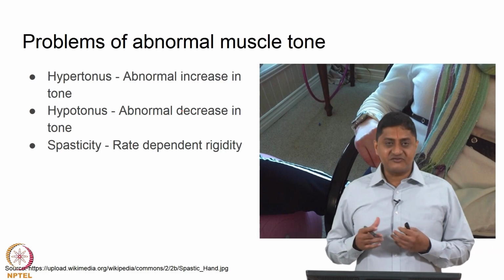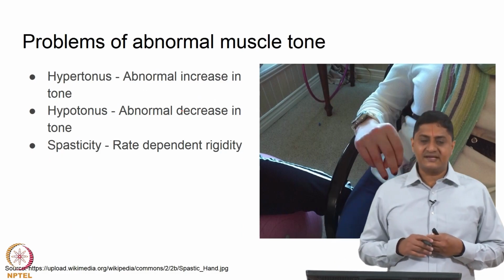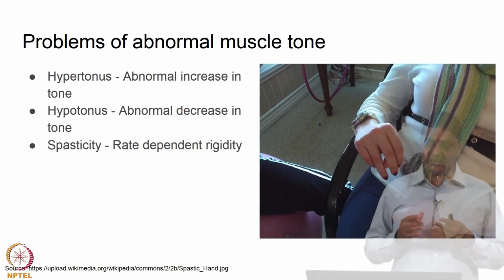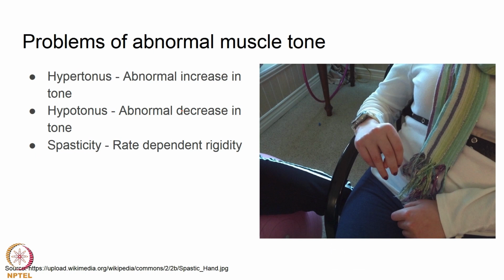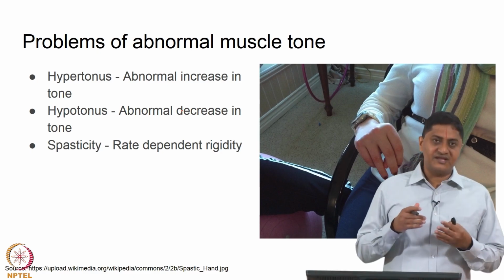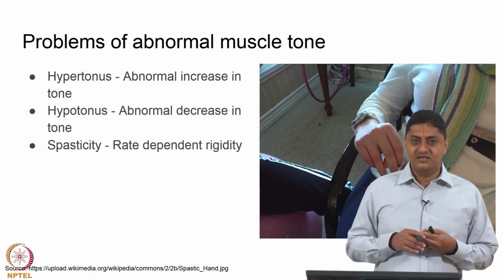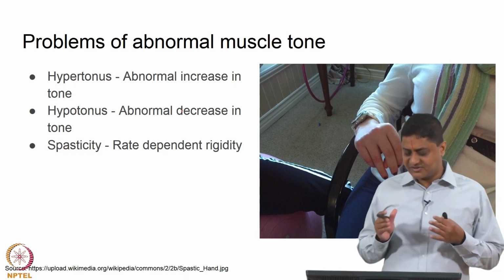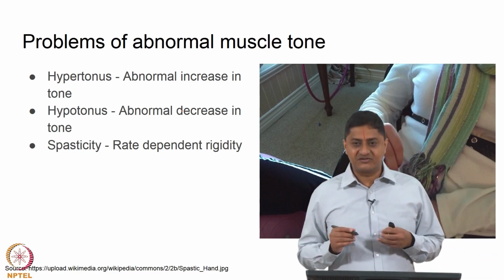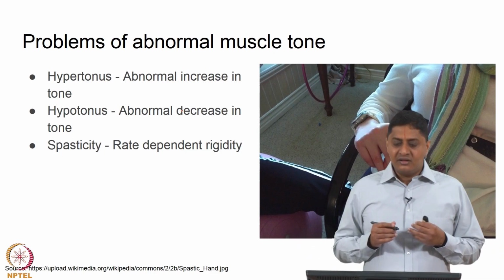So, problems of abnormal muscle tone. The muscle tone can either increase due to a problem, due to an injury, or it can decrease due to an injury. If there is an abnormal increase in the muscle tone, so what is muscle tone? Let us remind ourselves of what this is.